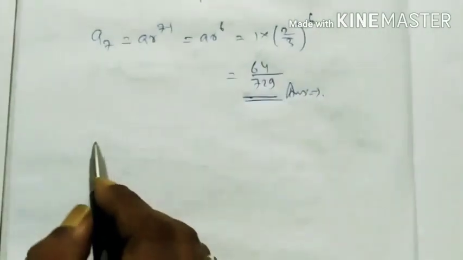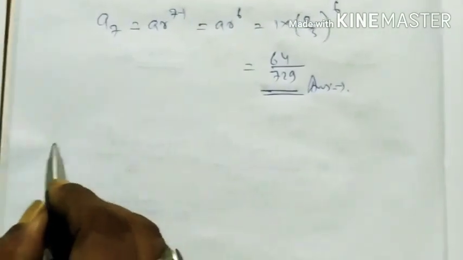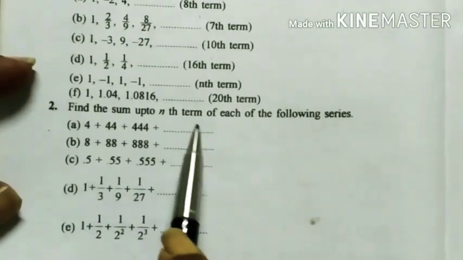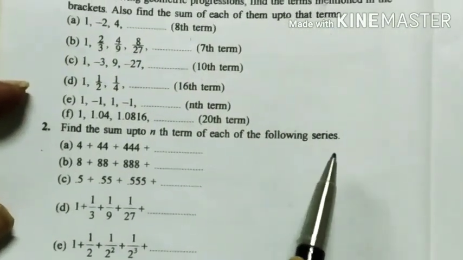Now I am going to the second set. Here it is given, you have to find the sum up to nth term of each of the following series.